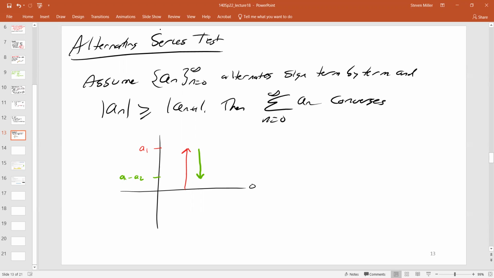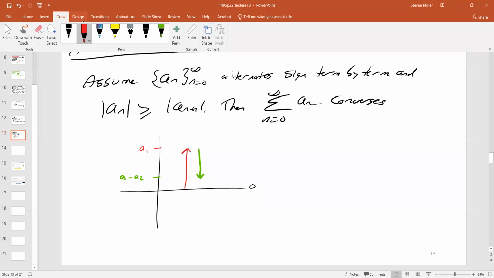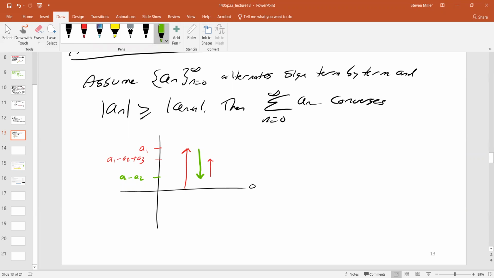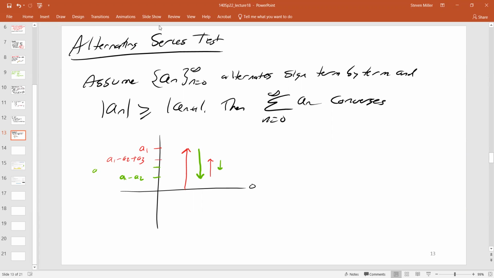I now add A3. What can you tell me about A3 relative to A2? It'll be less than that. So when I go up, can I go all the way back up to A1? So I go up some amount, and now I'm at A1 minus A2 plus A3. And now I go down. So I have A1 minus A2 plus A3 minus A4. And hopefully this is enough to show you what's going on.